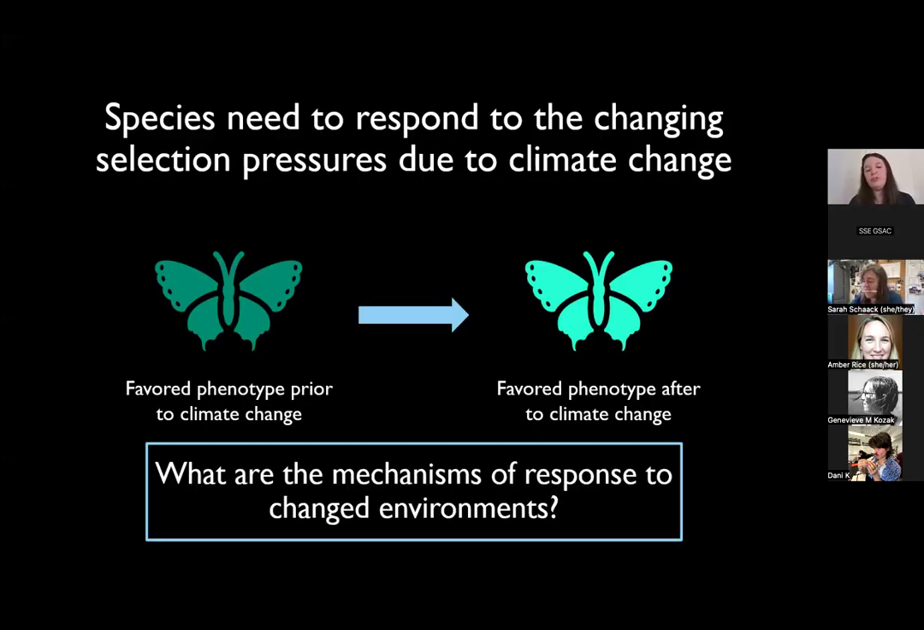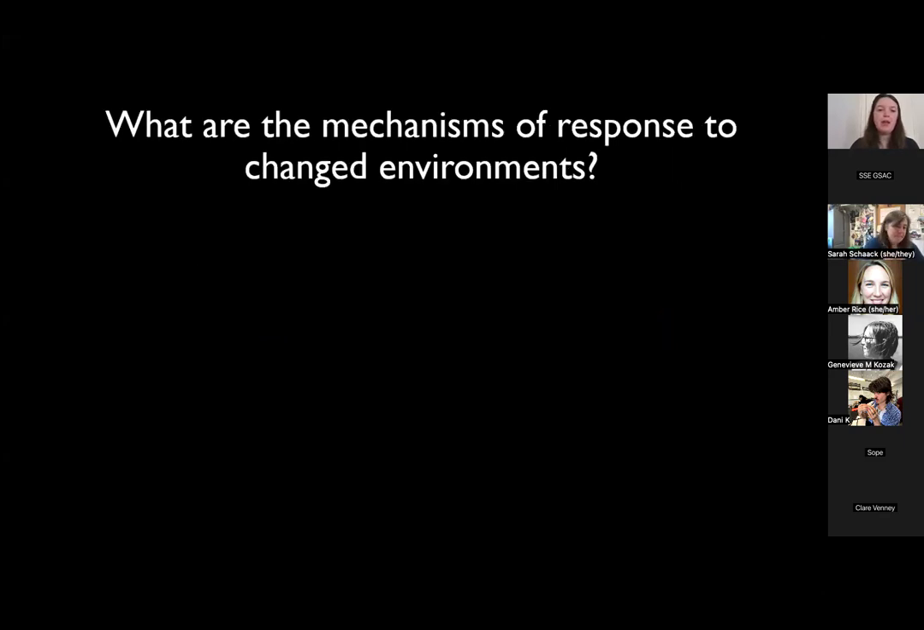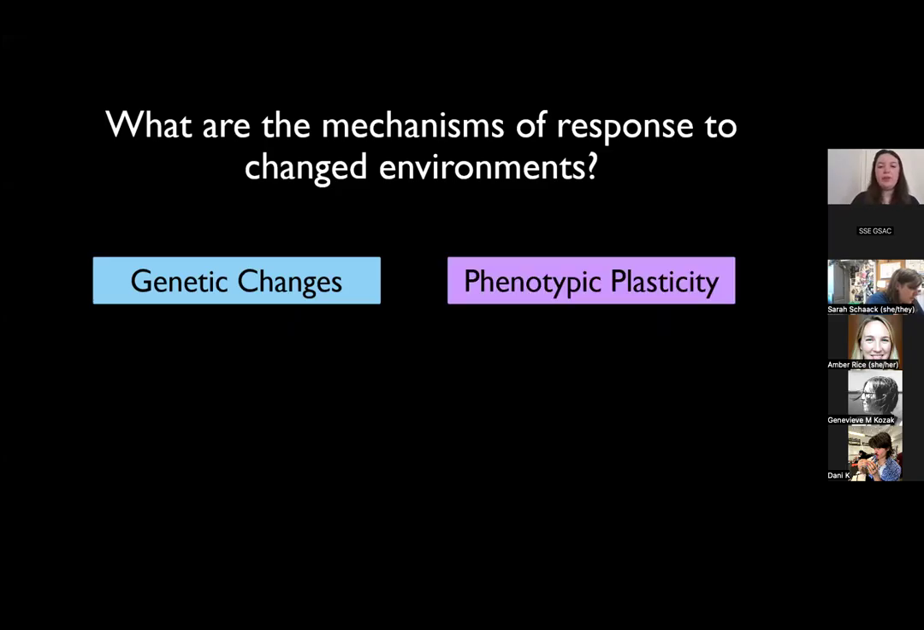And really what I'm interested in is what are the mechanisms of response? What is actually driving that change and allowing this population of butterflies to go from mostly dark morph butterflies to more light morph butterflies? There are two main categories of mechanisms that I'll talk about today. The big one, first of all, is genetic changes. And the other one that I'll spend most of my time on today is phenotypic plasticity.